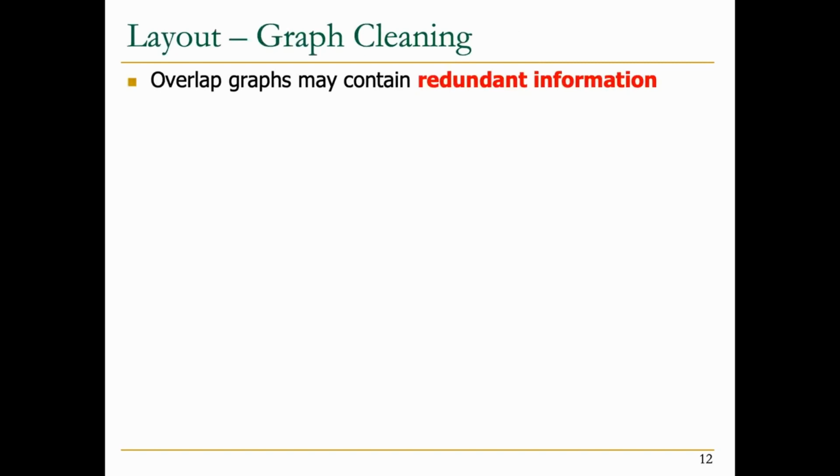Layout step can be considered as the graph cleaning step as well. We want to make the graph as simple as possible. We do this because overlap graphs may contain redundant information, and we want to get rid of it. So what are these types of redundant information?